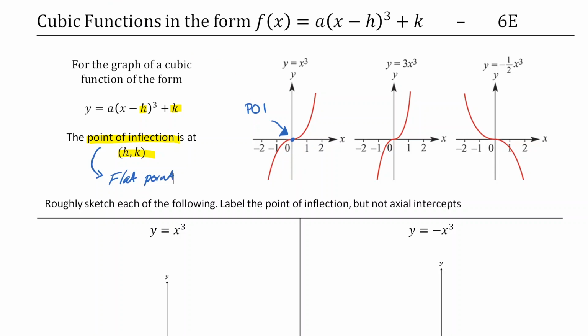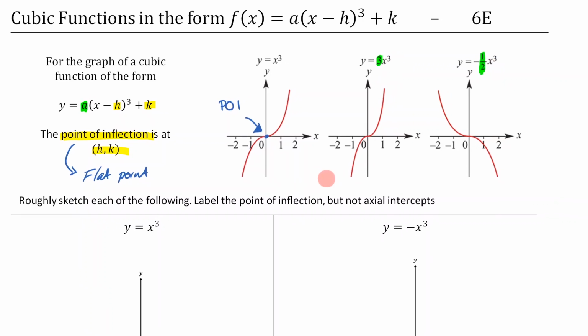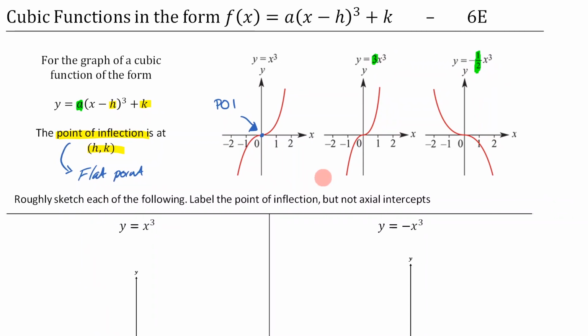Now, we can talk about the other features of this. For instance, this a is a dilation factor. So you can see how this graph right here looks a bit different to this graph. And the reason for that is because of its dilation factor. So as you can see here, the bigger the number is, the narrower it is. It's more narrow here. When this one is less than 1, it's wider.